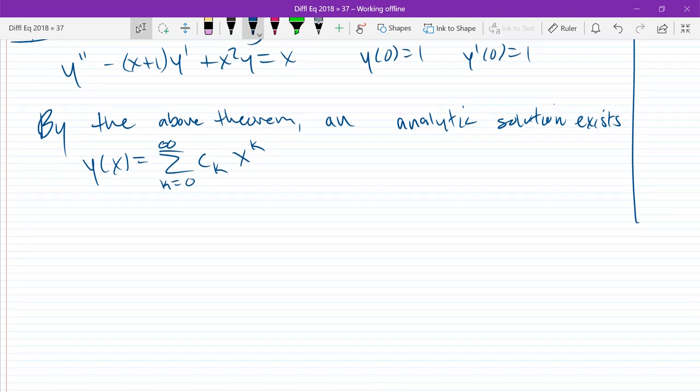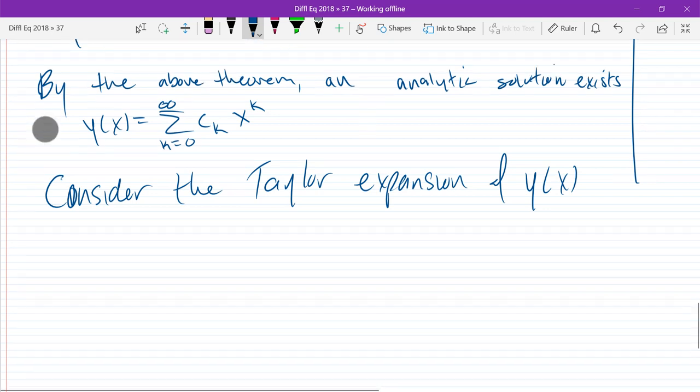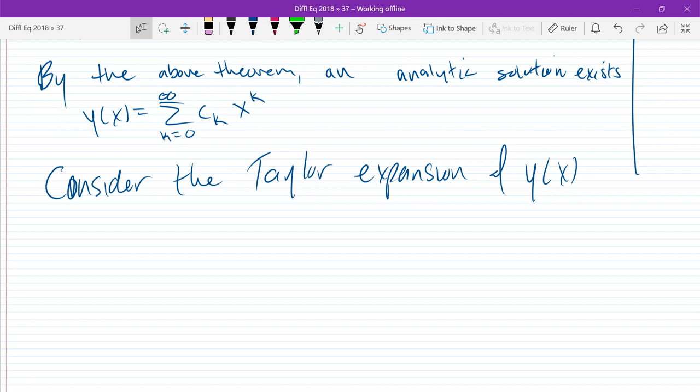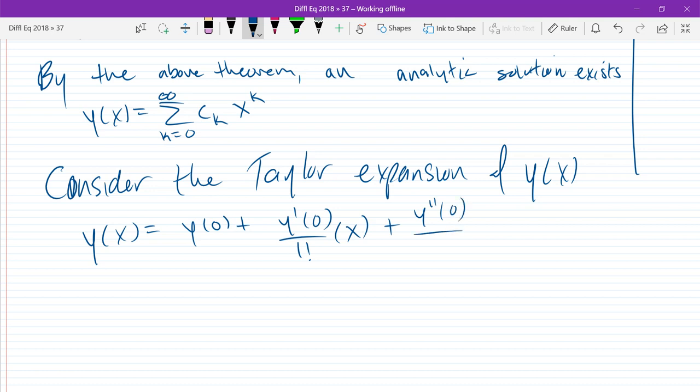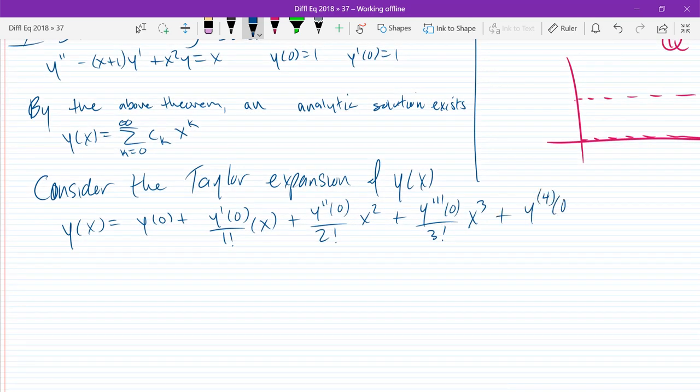Let's think about this in a different way, though. So think about the Taylor expansion of y of x. Now, this may seem a little weird. We're going to write a Taylor expansion of a function that we don't know about. Good news is there's not very much work to do. So y of x is going to be, we're expanding at 0. y of 0 plus y prime of 0 over 1 factorial times x to the first power plus y double prime at 0 divided by 2 factorial x squared, y triple prime of 0 divided by 3 factorial x cubed. This is the Taylor expansion of any function that is differentiable. So y fourth derivative at 0 over 4 factorial x to the fourth plus dot dot dot.